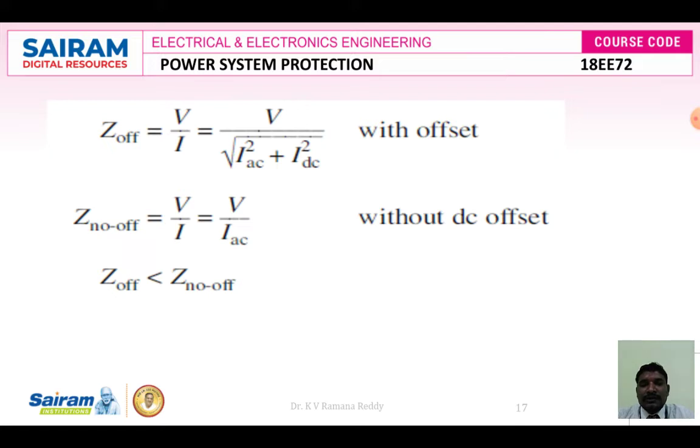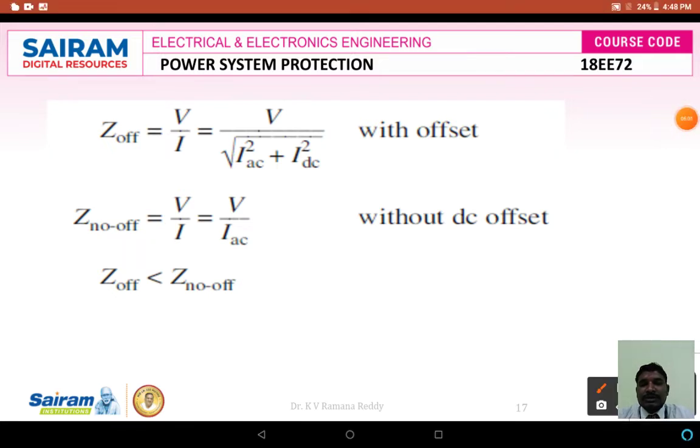With DC offset, the impedance Z is equal to V by I. Then V by I means the square root of IAC square plus IDC square. Without DC offset, that means without DC harmonics, the impedance Z is equal to V by I. Here I is nothing but IAC.